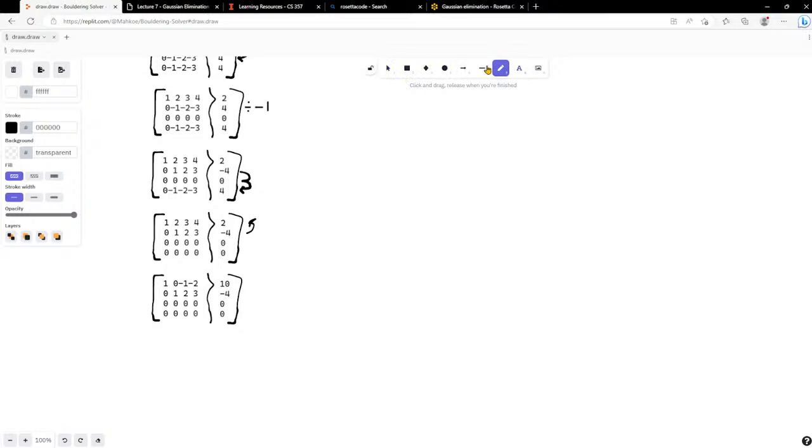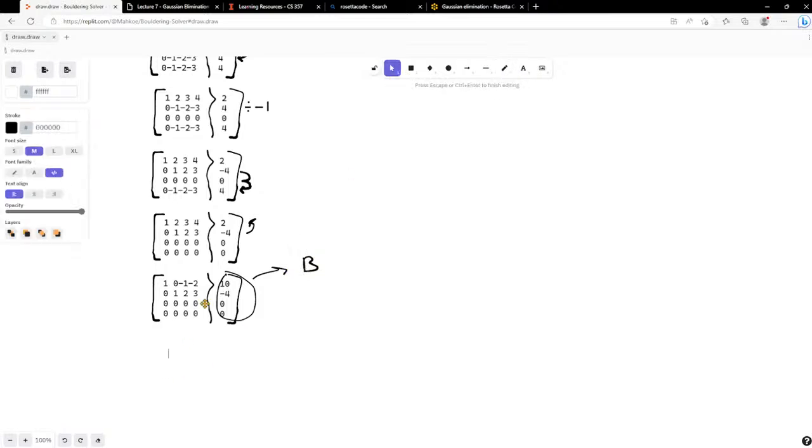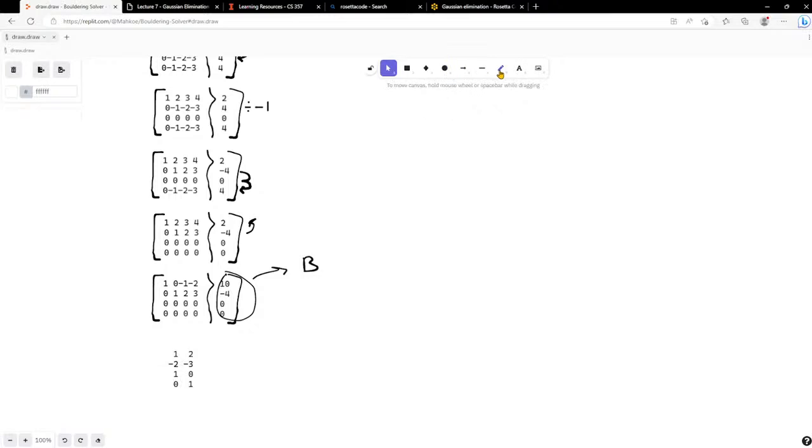But here what we have is, this is our B vector, and our T is, what we do is we just put an identity matrix here and then negate everything else, right? That's what we're doing. So we get 1, 2, minus 2, minus 3, 1, 0, 0, 1. This is our T, right?